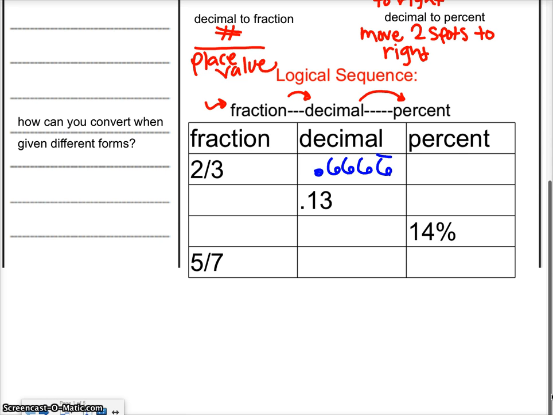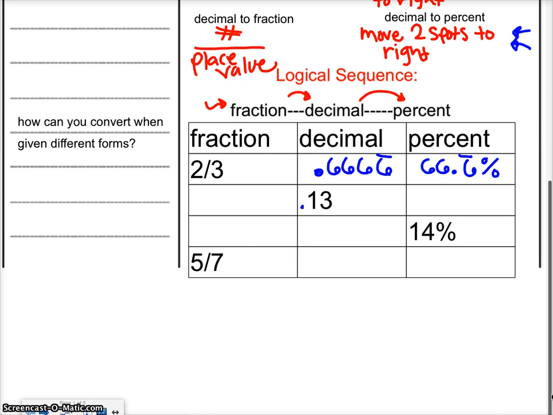Okay, that's in decimal form. To convert a decimal to a percent, that's right here. I move the decimal 2 spots to the right. So that's 1, 2 over. So it should be 66.6 repeating percent. And all I did is look at my rule right there to tell me how to convert that.